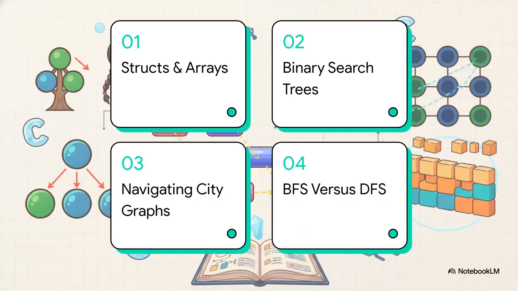Here's our roadmap for today's explainer. First up, we'll look at dynamic structs and arrays. Second, we'll tackle binary search tree operations. Third, we're navigating city graphs. And finally, we'll wrap up with a showdown, BFS versus DFS.